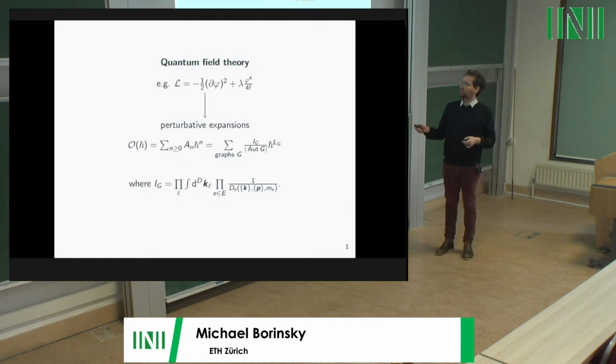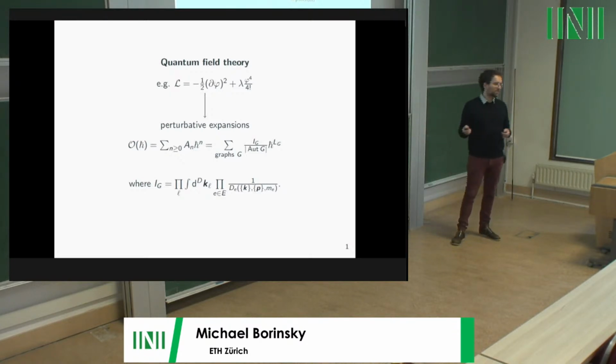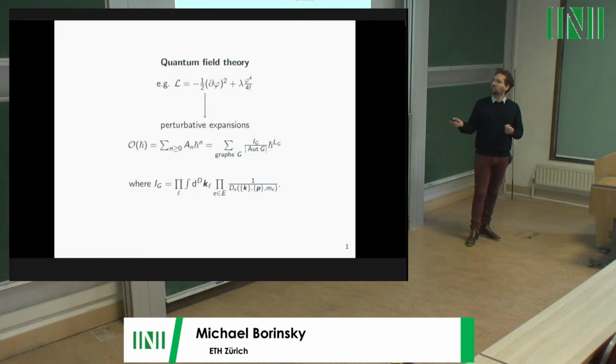We have some observable, which is traditionally expanded in terms of some small parameter called h bar. If you're not interested in physics, it does not really matter what the interpretation of this parameter is. But there are power series that come out of this quantum field theory, and they have some coefficients, a_n, and h bar is the small parameter in which this is expanded.